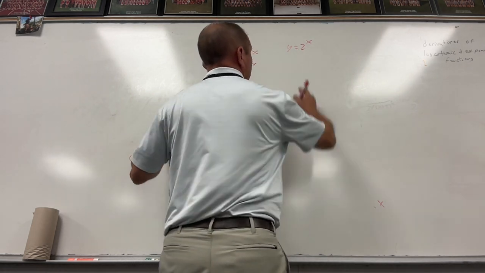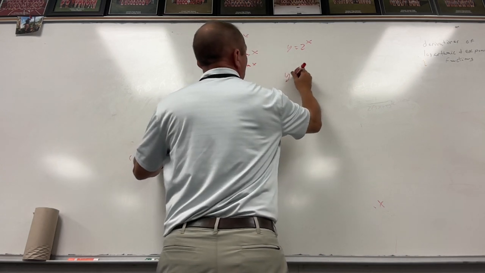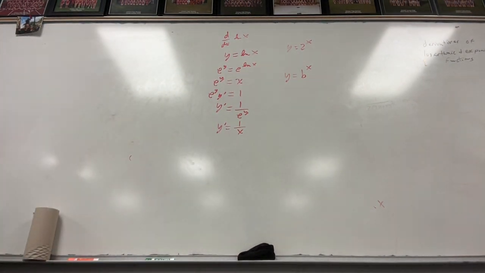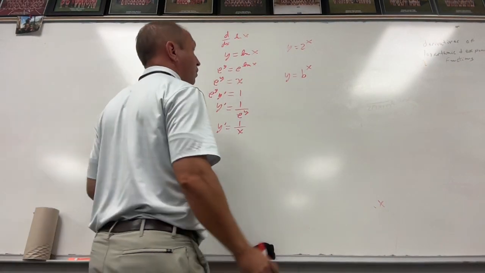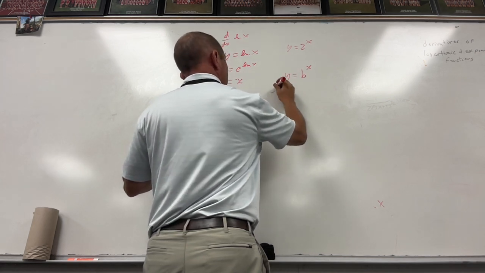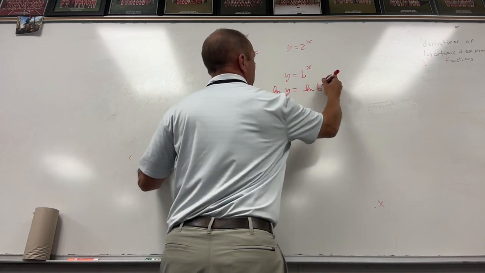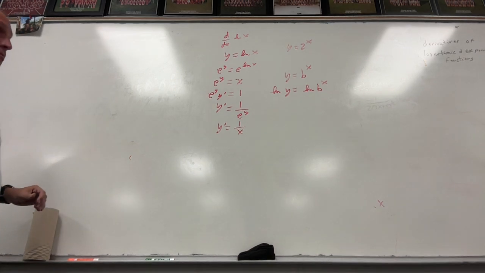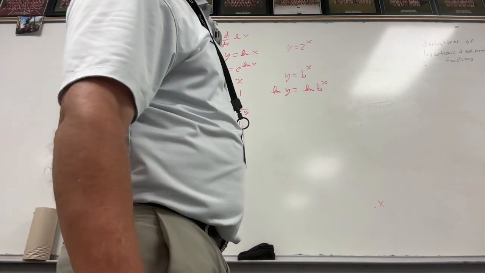So let's not consider 2 to the x specifically, but let's just consider that we have y equals some value b raised to the x power. From here, I'm going to take the natural log of both sides. So I'm going to say the natural log of y equals the natural log of b raised to the x power. Again, no calculus. That's just what I've done.